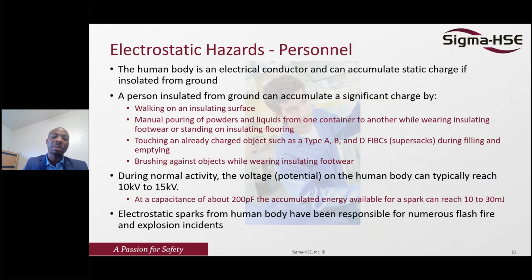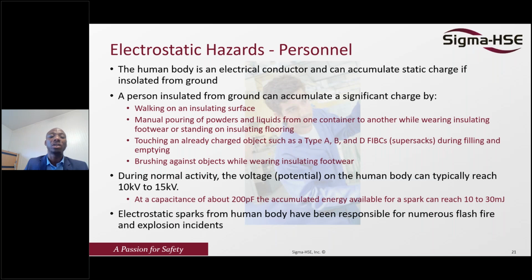The next aspect here is personnel. Sometimes when I see people say, "Oh, really? Can I actually serve as a source of ignition and cause fire?" Yes, because the human body is a conductor. And we can actually accumulate static discharge if we are isolated from the ground. So normally when I go to every facility, my shoe is always static dissipative.